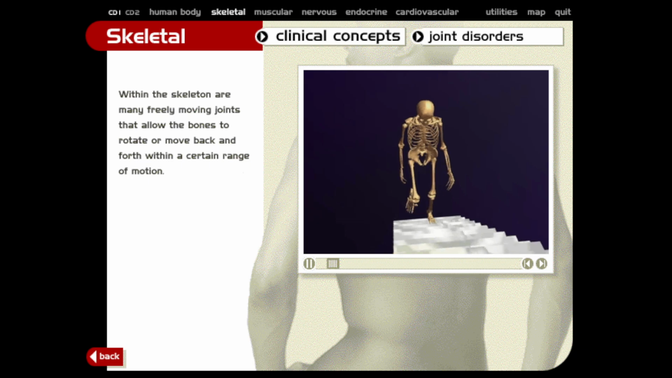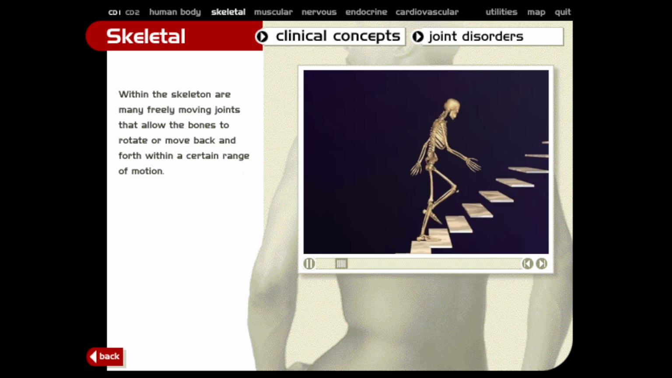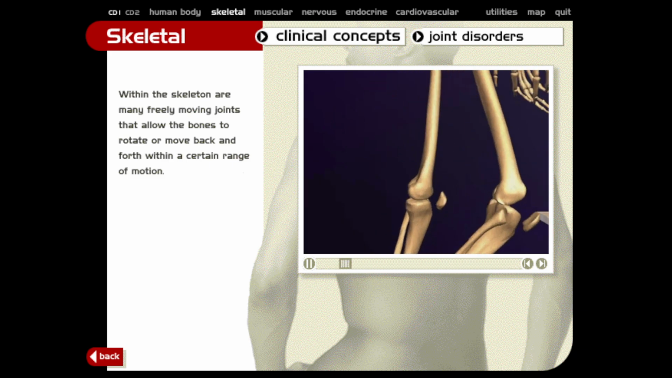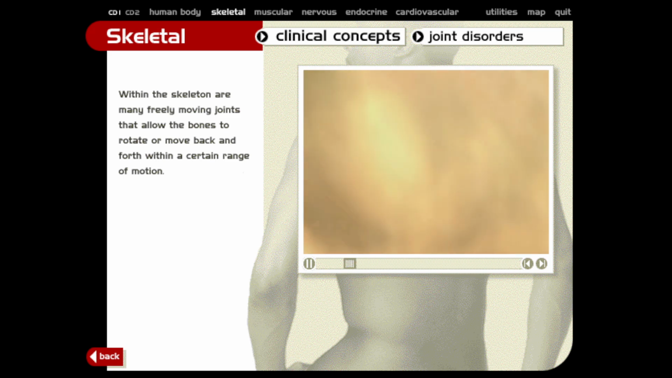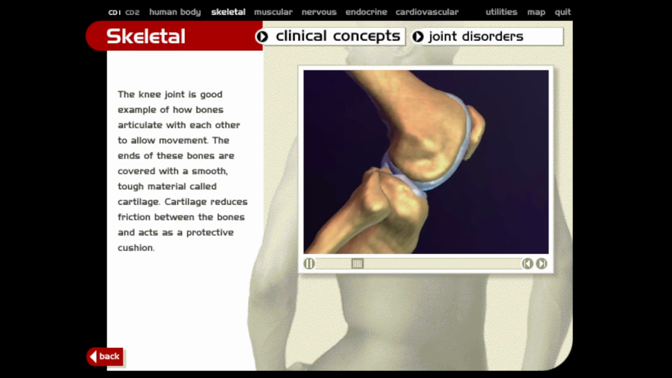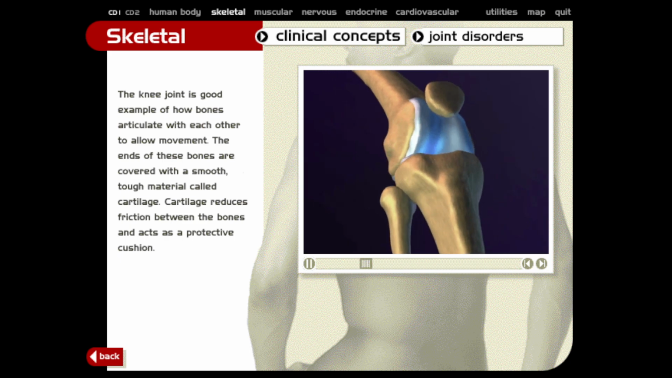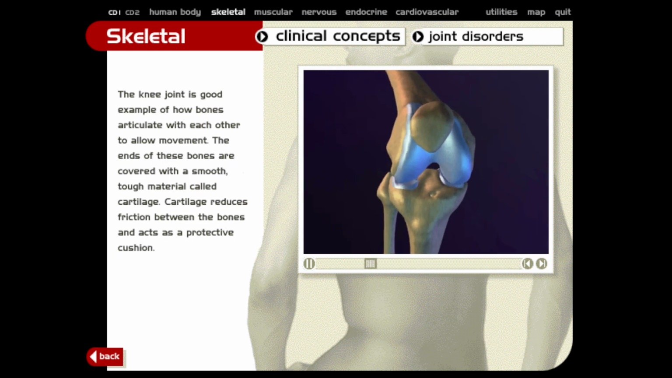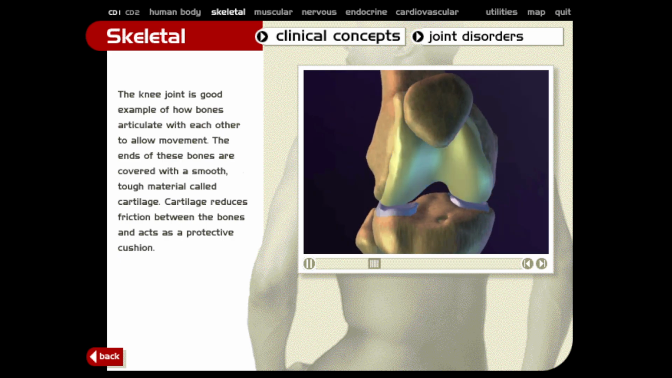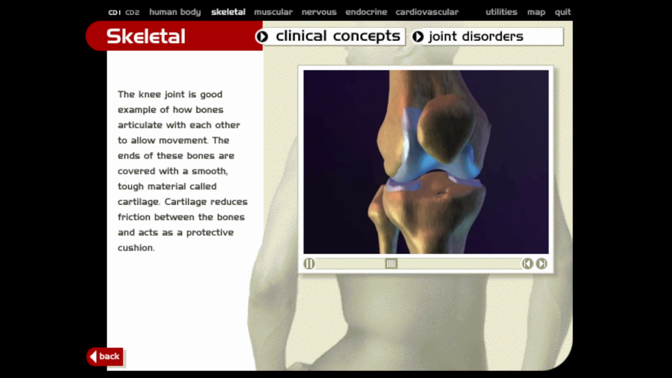Within the skeleton are many freely moving joints that allow the bones to rotate or move back and forth within a certain range of motion. The knee joint is a good example of how bones articulate with each other to allow movement. The ends of these bones are covered with a smooth, tough material called cartilage. Cartilage reduces friction between the bones and acts as a protective cushion.